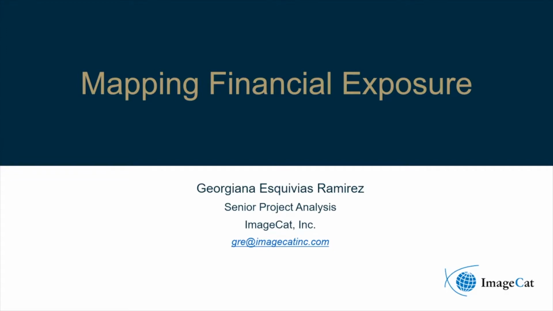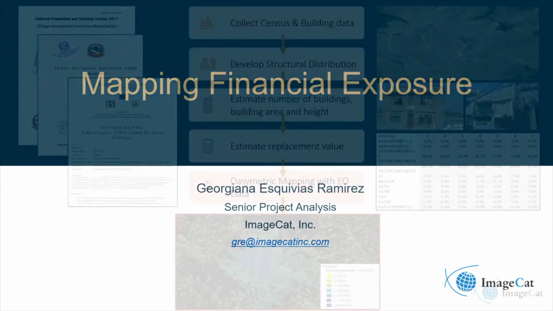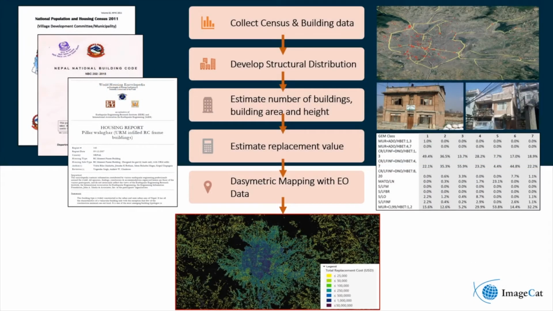Mapping financial exposure. First, I will explain how the Building Exposure Database is developed and then follow up with our critical infrastructure indices. The basic process for developing a building exposure database consists of gathering numerous data sets and information regarding these 5 primary elements, which I will go through briefly.